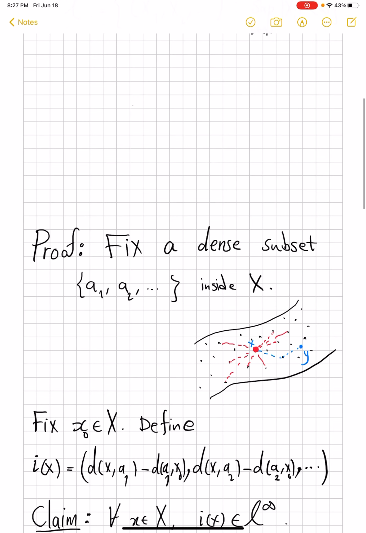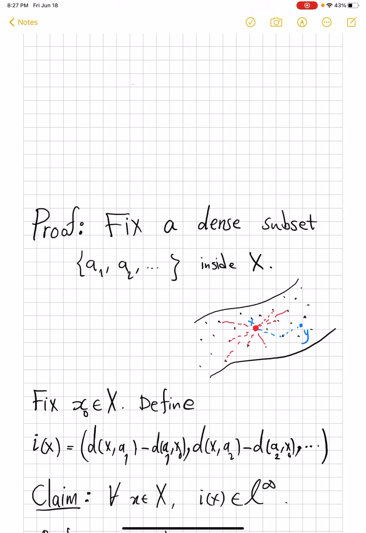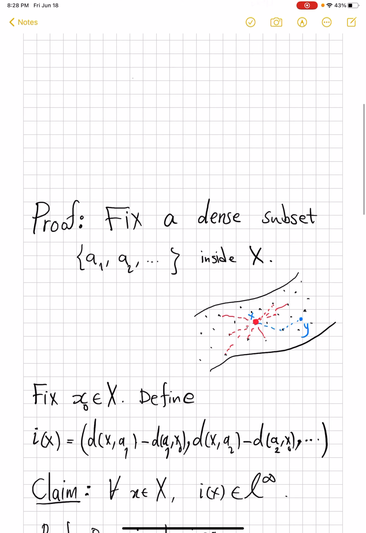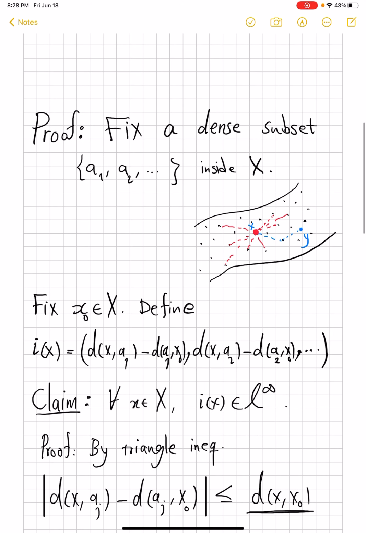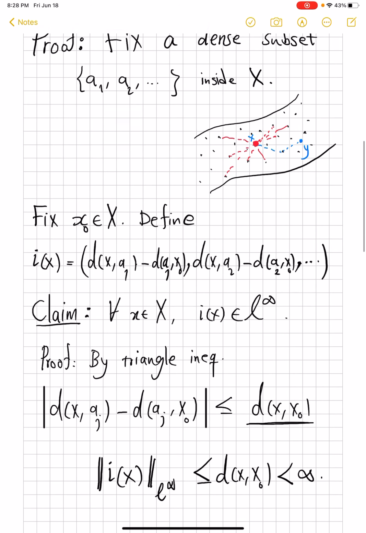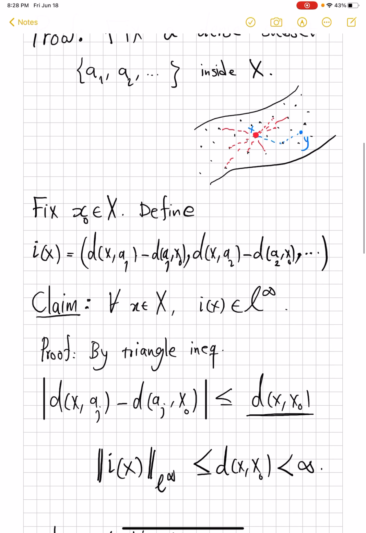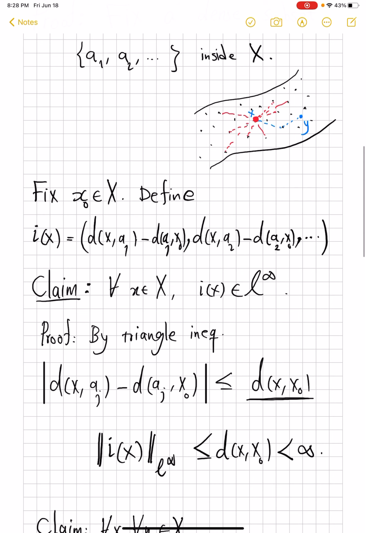For technical reasons, we first fix an x0 in the metric space, and then we take x to basically the distance of x to all these a_i's, except that we also subtract the distance of a_i from x0. So the first entry becomes d(x,a1) minus d(a1,x0). The second becomes d(x,a2) minus d(a2,x0). This technical subtraction makes it well defined into L infinity. In other words, the sequence of numbers you have produced actually is bounded.